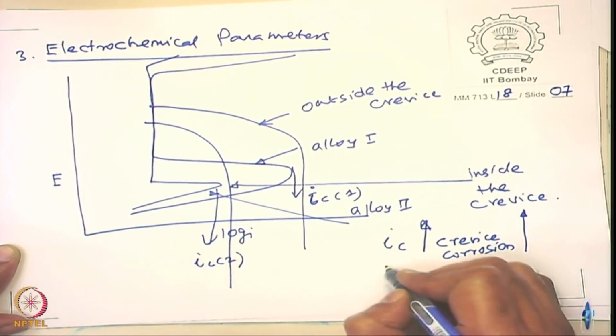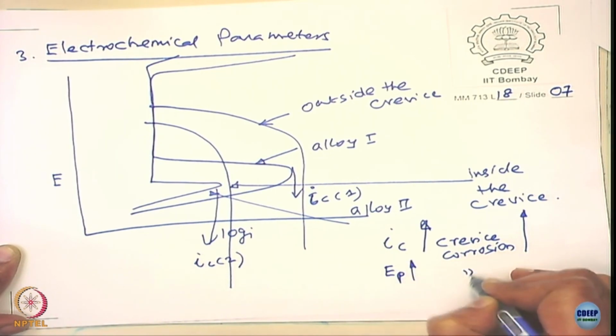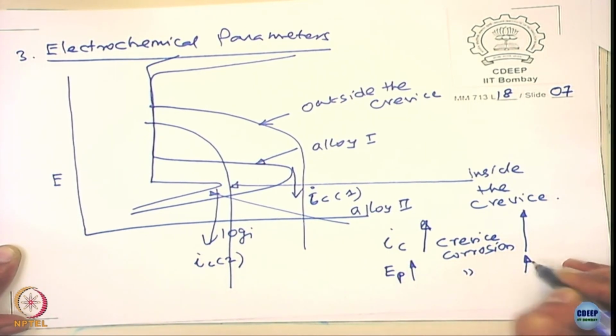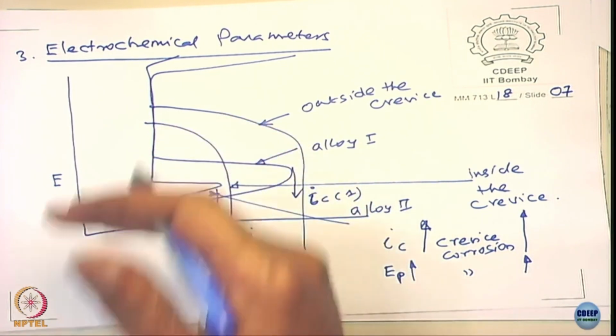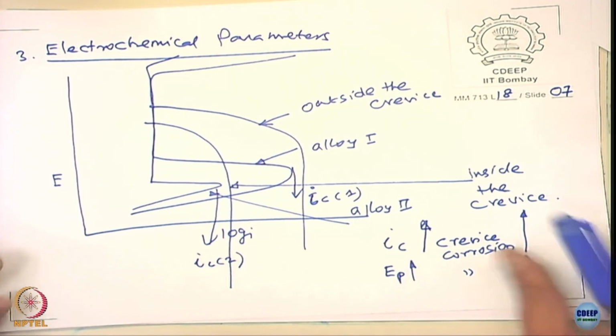Similarly, if E-passivation increases, the crevice corrosion again increases. You want to make it lower and lower. So the electrochemical parameters are very important in deciding whether crevice corrosion will occur or not, and if it occurs, at what rate it will occur.